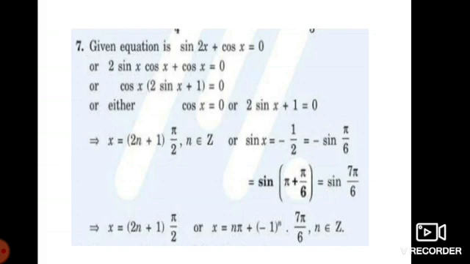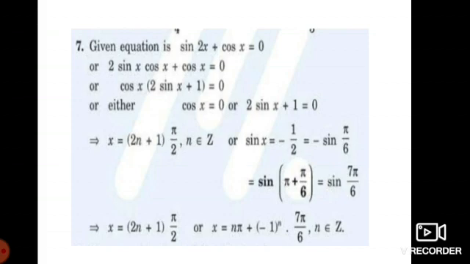So similarly as before, you have to write x equal to (2n plus 1) into pi by 2. So 2 sin x equal to minus 1, and you can write this as sin x equal to minus 1 by 2. When it is minus 1 by 2, sin of minus theta is minus sin theta, so you have taken the minus outside. So it is minus sin pi by 6. That can be written as sin of pi plus pi by 6. It is sin 7 pi by 6.